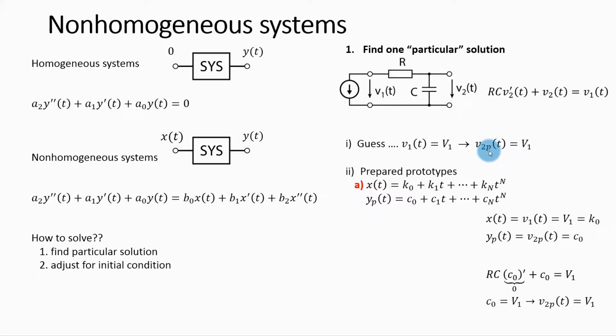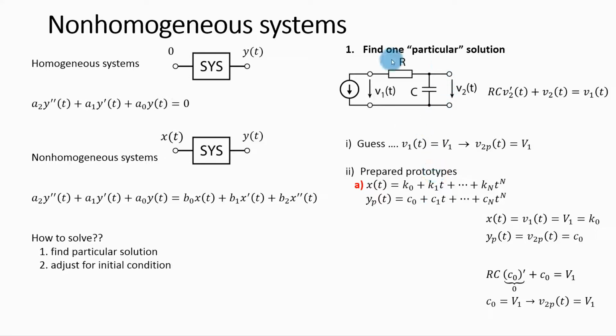But what if your input signal or your system are too complicated to guess the particular solution like this? Or what if you simply cannot figure out even this simple case? Well, in that case, you can use some prepared prototypes in which you just need to compute the values of some constants. Specifically, if your input signal happens to be in the form of a polynomial of order n, then you can find a particular solution also in the form of a polynomial of order n. All you need to do is to figure out these constants c0, c1 and so on.